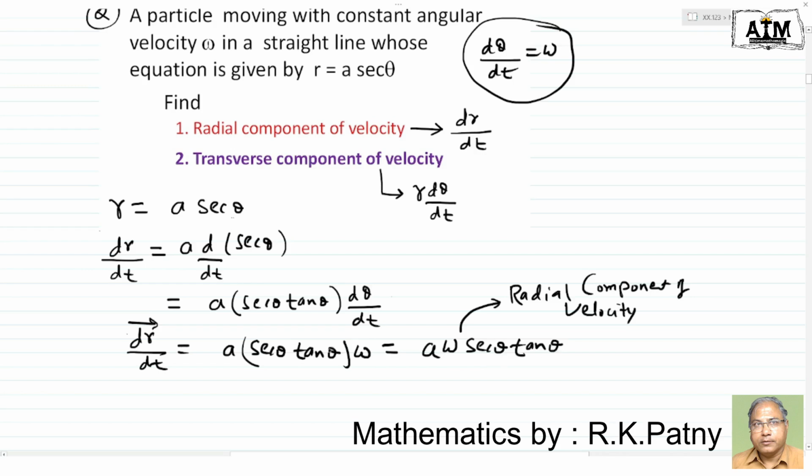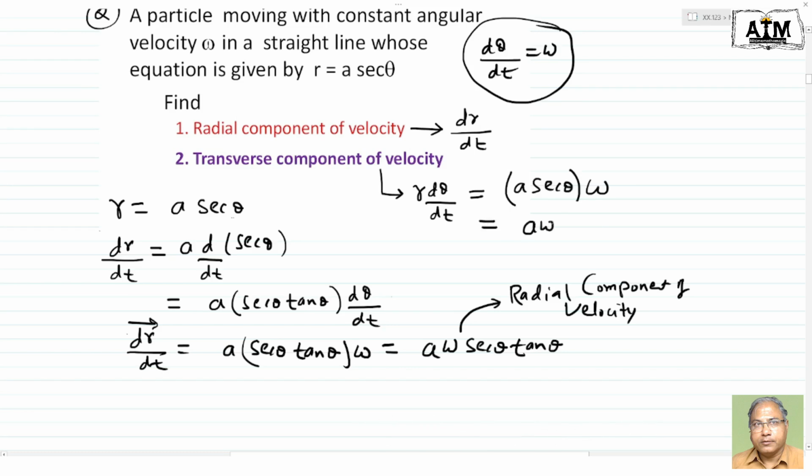So to find the radial component of velocity for any given equation in terms of r, you find dr by dt. Now how to find the transverse component of velocity? The transverse component of velocity is given by r multiplied by d theta by dt. r is nothing but a sec theta and d theta by dt is nothing but omega. Therefore, the transverse component of velocity equals a omega sec theta.